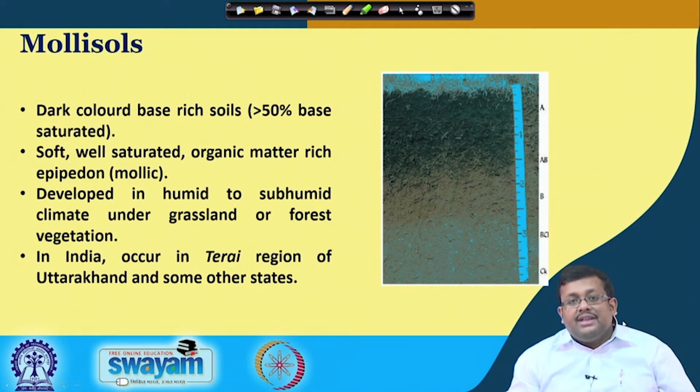Mollisols are characterized by the presence of the mollic epipedon. They are dark colored and they generally form in grassland and forest vegetation areas. And in India, you will see that this type of soil is basically present in the Terai region of Uttarakhand and some other states.